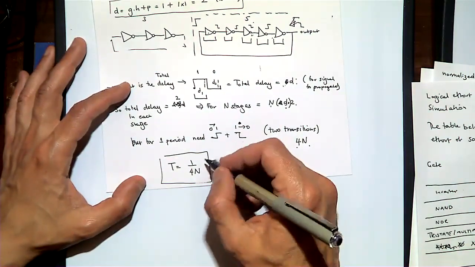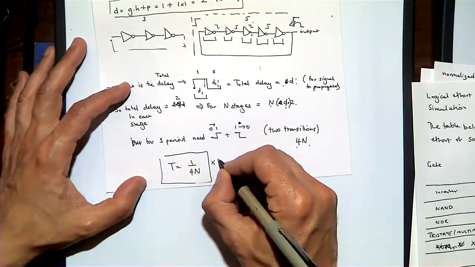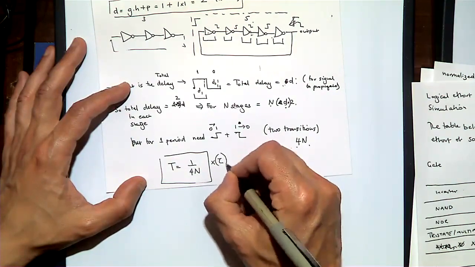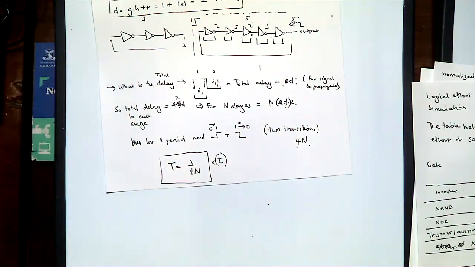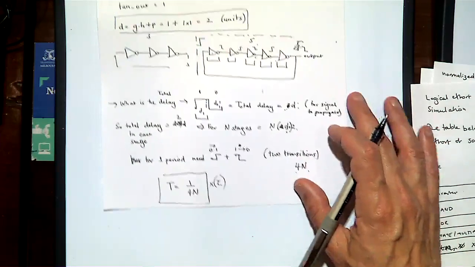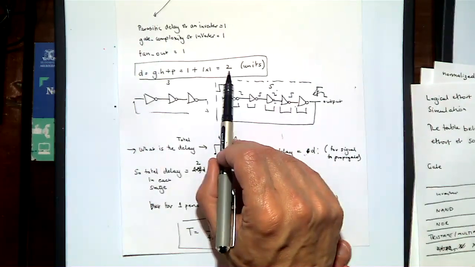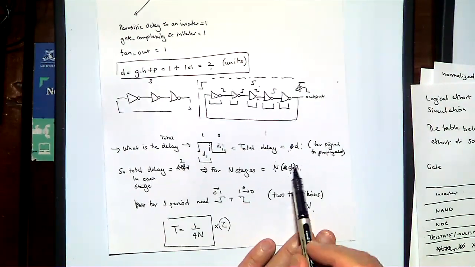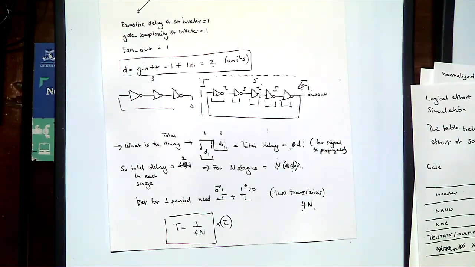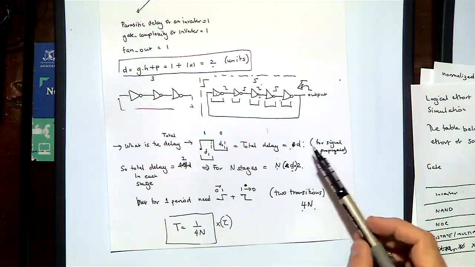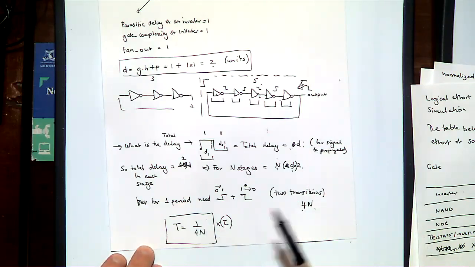So the period is 1 on 4n, where n is... you've also got to have the delay through one inverter. Yes? Why is it 4n and not 2n? Okay, remember the delay is 2 units, and then I'm going to go from a 0 to 1 transition and a 1 to 0 transition. That adds another 2. So it's 1 on 4n.